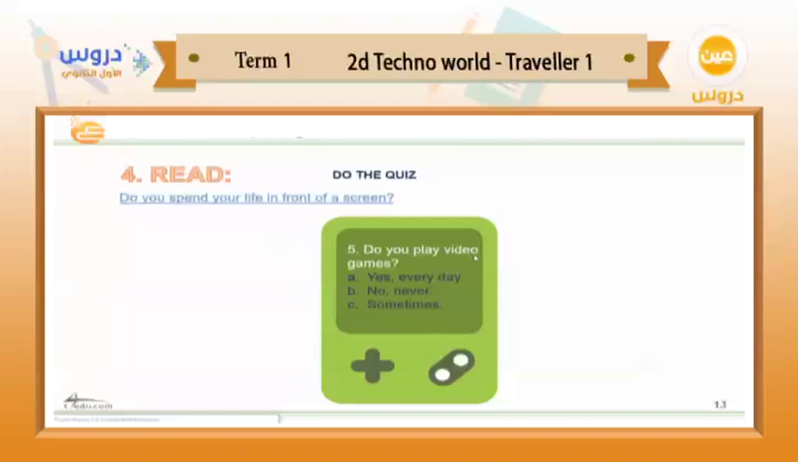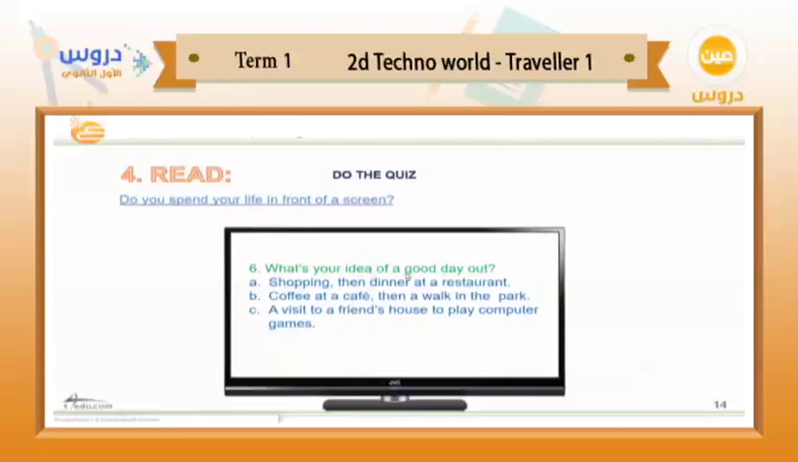Number 5. Do you play video games? A. Yes, every day. B. No, never. And C. Sometimes. How often do you play video games? Next question. What's your idea of a good day out? A. Shopping, then dinner at a restaurant. B. Coffee at a cafe, then a walk in the park. C. A visit to a friend's house to play computer games. You can choose one of these answers, and let's check the score.